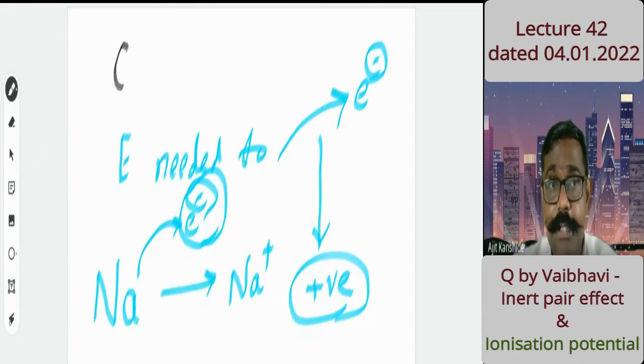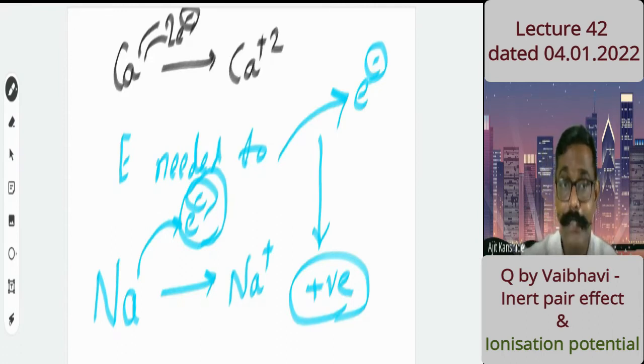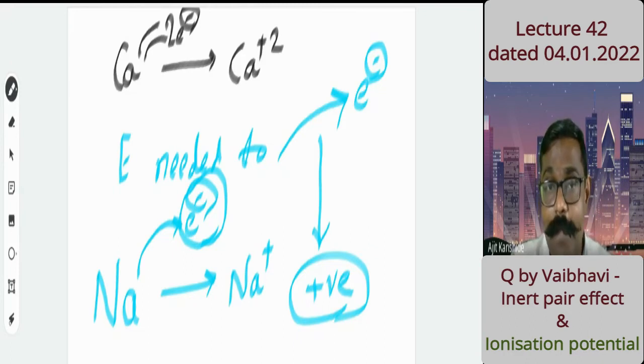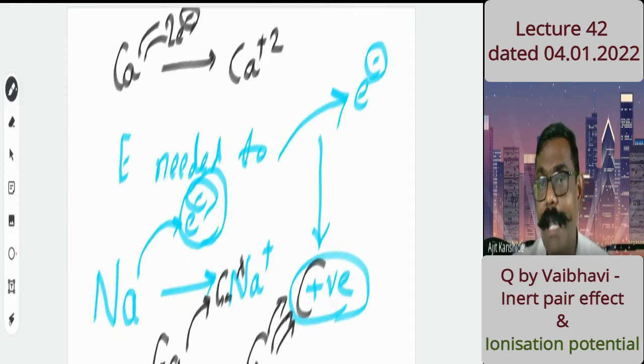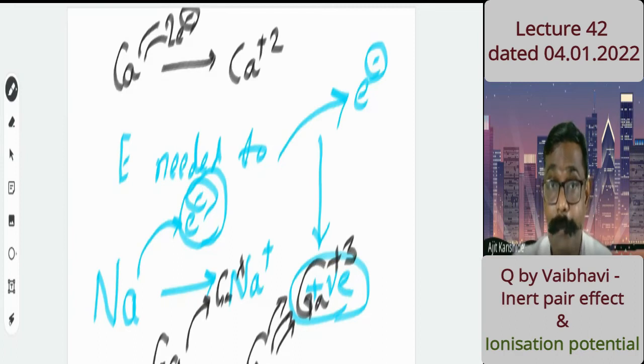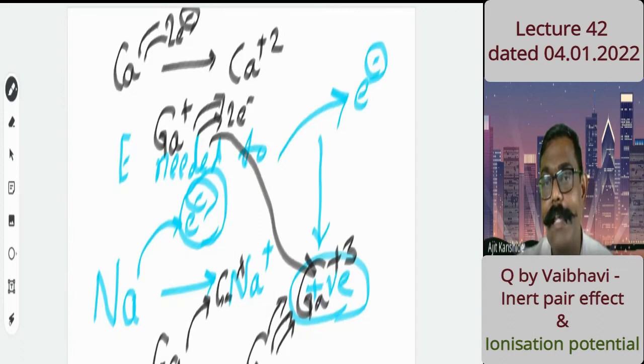If I take say calcium, then I have to remove 2 electrons in total. Then I will get an ion, say calcium plus 2. During the course of discussing the inert pair effect, I discussed the element gallium. From gallium, I can remove 1 electron, or I can remove 3 electrons. So gallium will form gallium plus, and here gallium will form gallium plus 3. But if I take gallium plus, then from that gallium plus I have to remove a further 2 electrons. Then I will get this gallium plus 3.